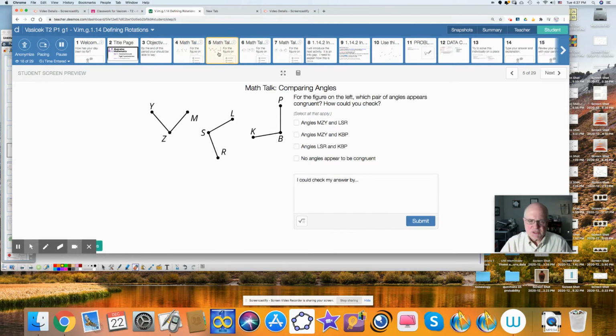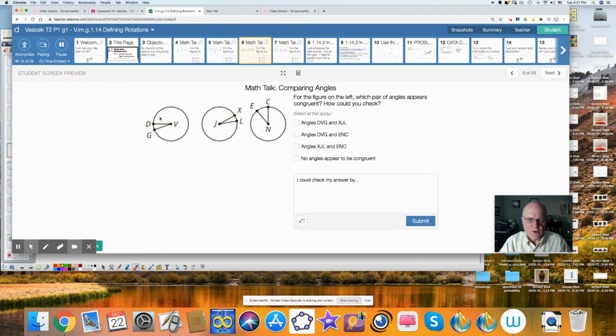My strategy for the second one would be to take a piece of paper. It's got a right angle, and I can lay it up on the angle. So I can see angle Z is acute, angle S is obtuse just a little bit, and angle B is also obtuse just a little bit. So angle S and B, notice I use the middle letter to identify the angle. These would be congruent.